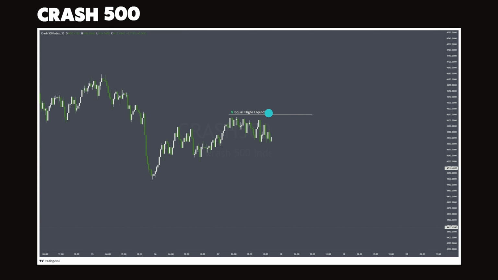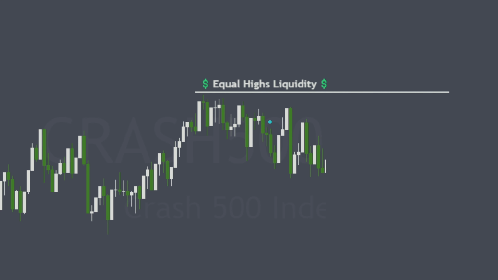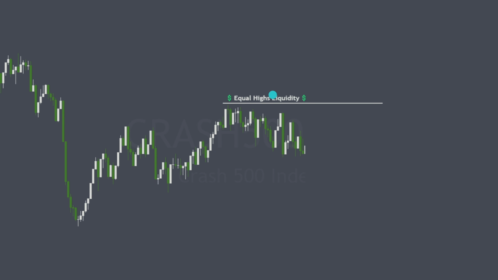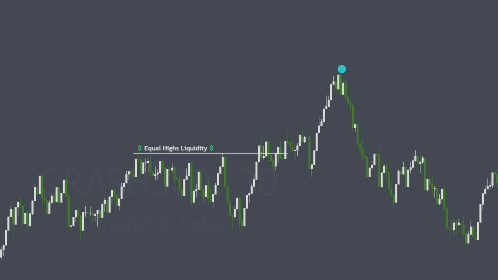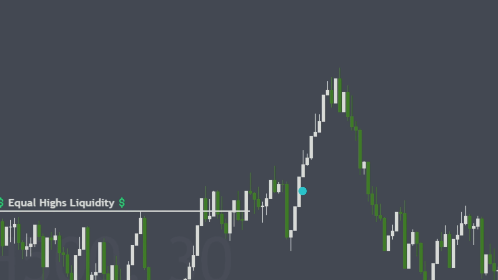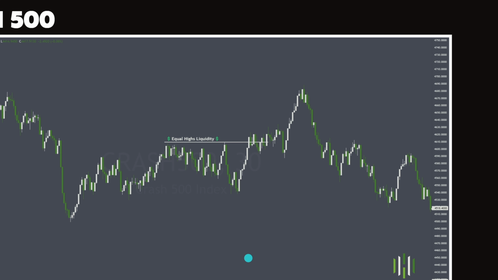Now we're going to jump back straight to our Crash 500 chart. So let's get to it. Price was consolidating for some time, and they found these equal highs, and then price eventually did come to take out these equal highs here, right? So this is a good example.